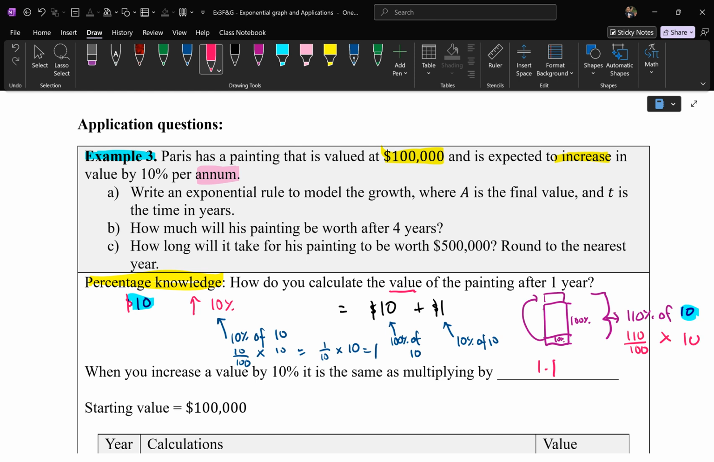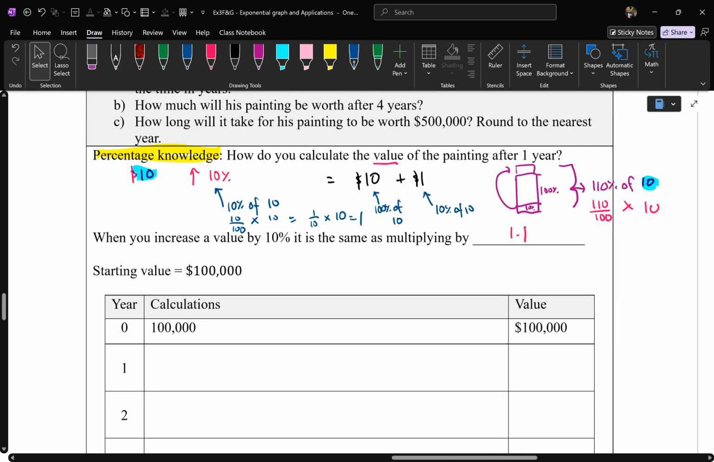This is what I want you to understand. When you increase a value by 10%, what you're really doing is you're saying it's the same as multiplying by 1.1. Because that's what you're doing. You're taking the original value, which is where the 1 comes from. The 0.1 is that extra 10%. That's why 1.1 represents an extra 10% of its original, if you times it. Okay? So now let's answer the question.